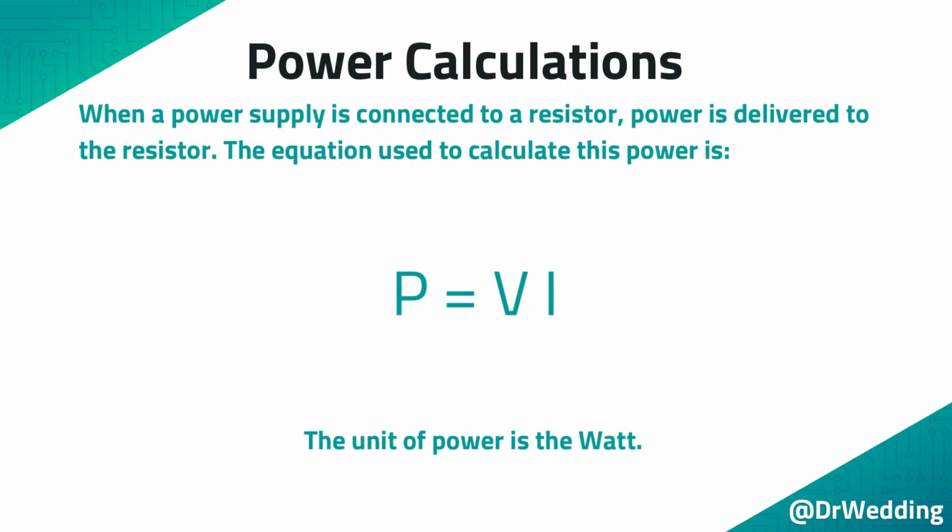When a power supply is connected to a resistor, power is delivered to the resistor. The equation used to calculate this power is P equals V times I. The unit of power is the watt.